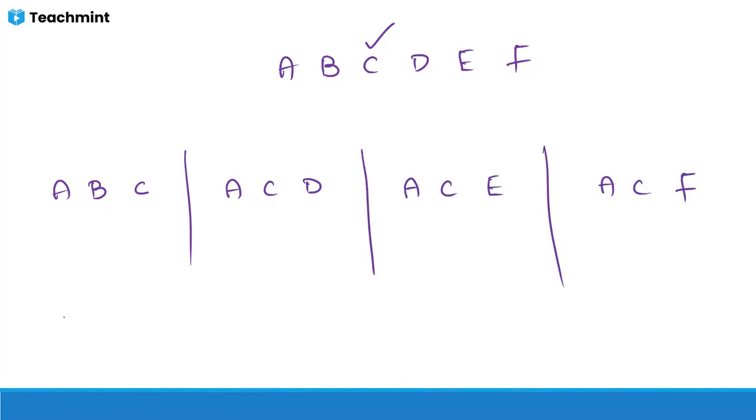I'll show all those 10. You can just check it out. Then I can say B, C, D. C is the particular person included. So among 3, yeah, among 3. B, C, D. It may be B, C, E. It may be B, C, F.